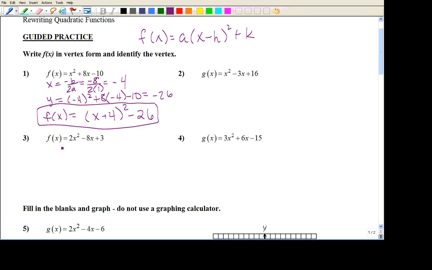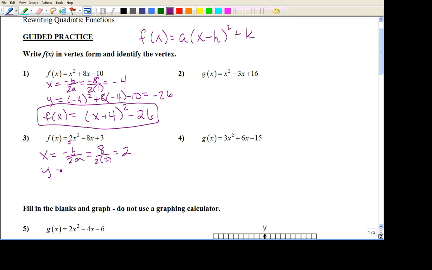Number 2, I would like for you to work on your own, but number 3, let's look at that, where a is 2. It's not equal to 1. But we can do the same thing. So let's look for the vertex. So we have x equals negative b over 2a. Okay, well, negative of negative 8 is positive 8 over 2 times a, which is 2. So we have 8 divided by 4, which is 2.